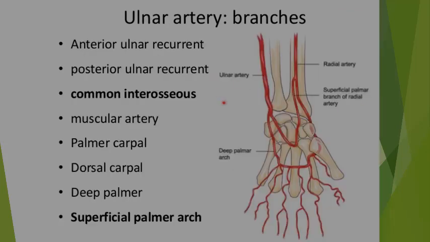So these are the branches of the ulnar artery: anterior ulnar recurrent, posterior ulnar recurrent, common interosseous, muscular artery, palmar carpal, dorsal carpal, deep palmar and superficial palmar arch. So this is the ulnar, the radial, the superficial palmar branch of radial artery, the deep palmar, and again this is the superficial palmar arch.